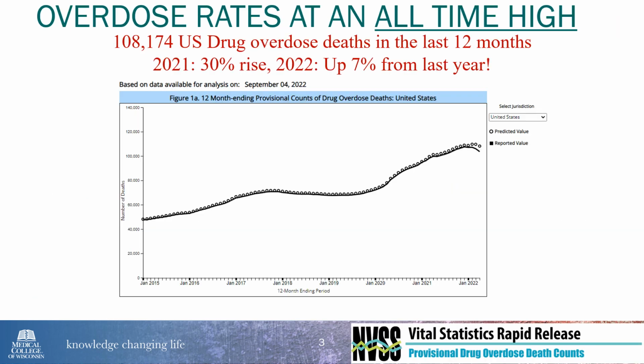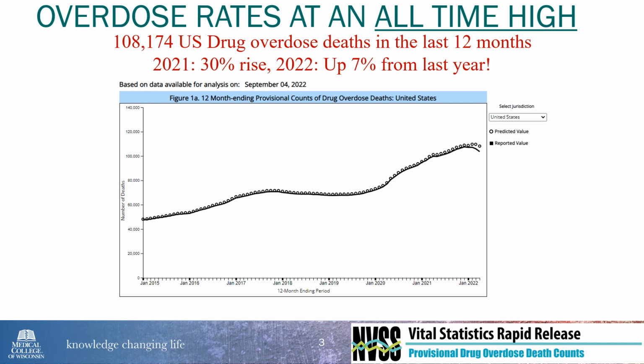So the reason why we're doing this training is that in the US, the drug overdose crisis is the worst it has ever been. Over 100,000 people died of drug overdoses in between 2021 and 2022 and 2022 and 2023.